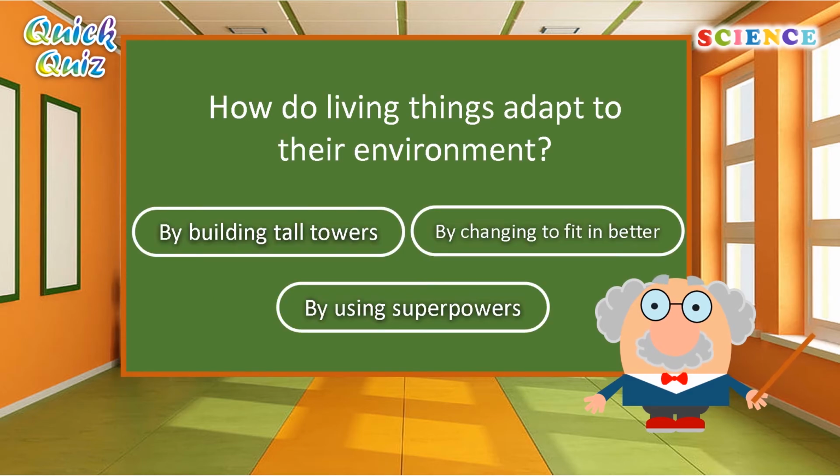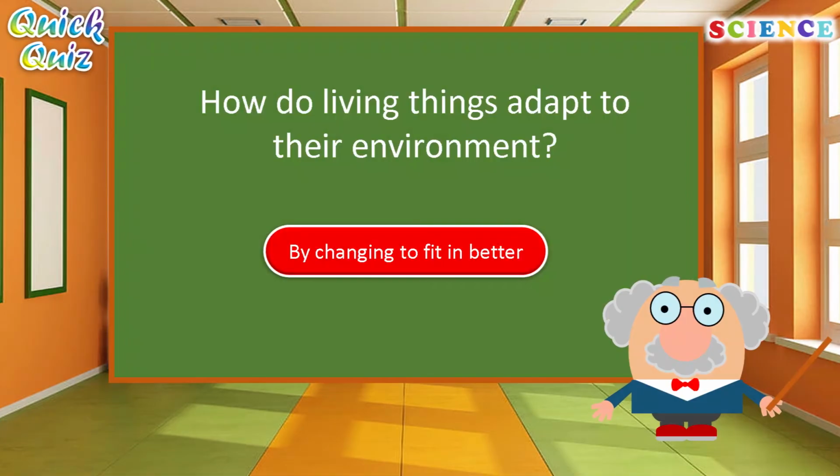Question 3. How do living things adapt to their environment? A. By wearing stylish outfits. B. By using superpowers. C. By changing to fit in better. D. The correct answer is C. By changing to fit in better. You're on a roll.